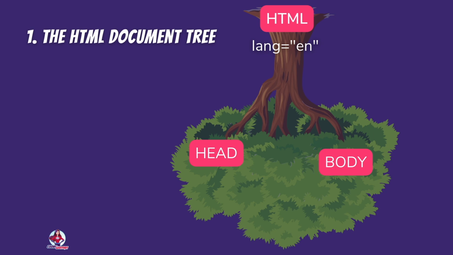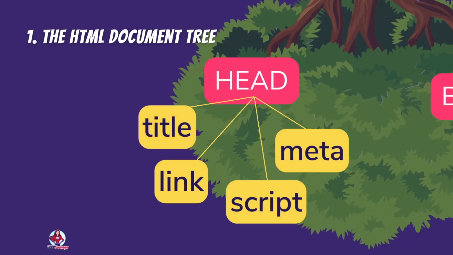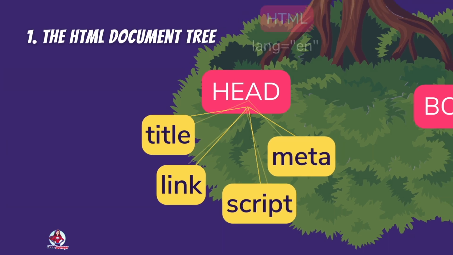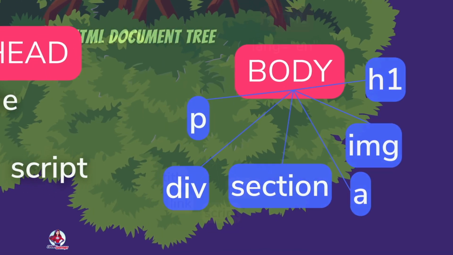Now that we know where the head and body sections fit in, let's talk a little more about what they do. The head section includes details about the page that aren't directly visible to users. We will add things like the title and keywords here, which help browsers and search engines understand what the page is about. And the body section is where all the visible content goes. So everything from text to images will go here, and it's what users will see on the screen.